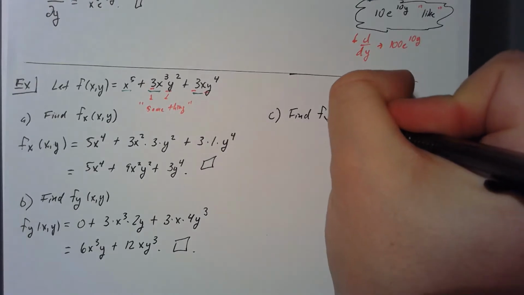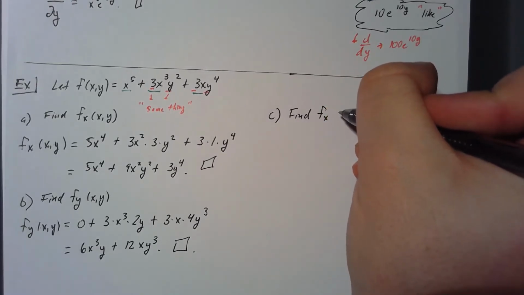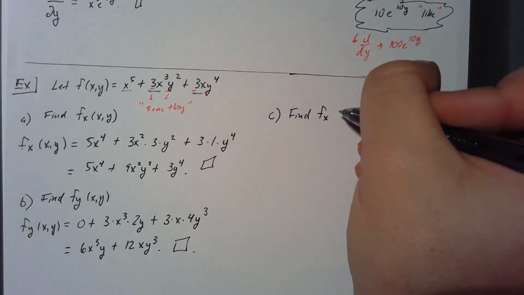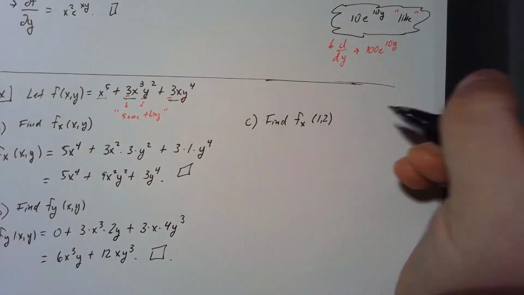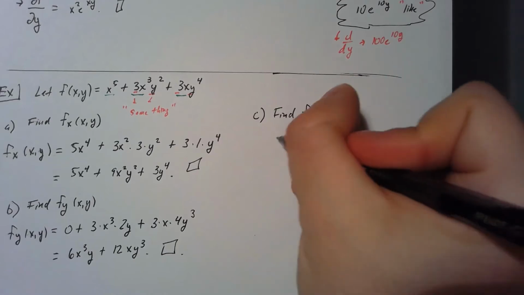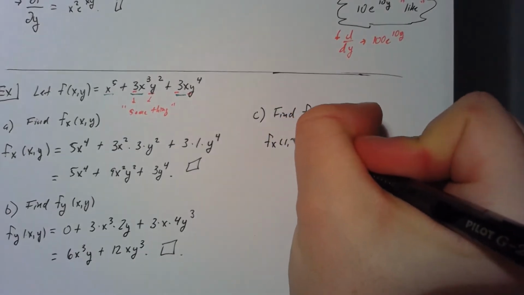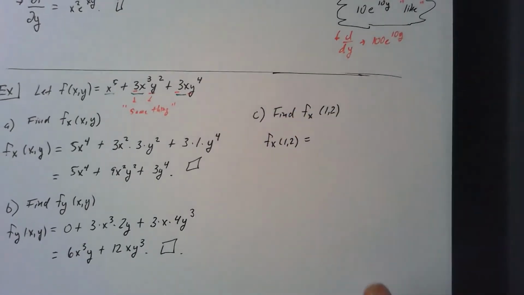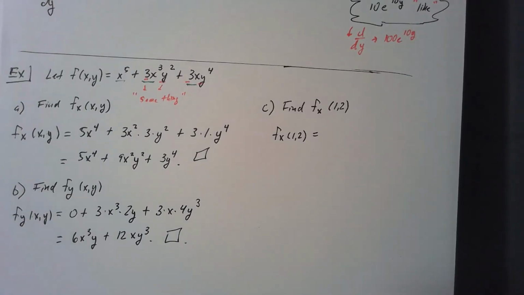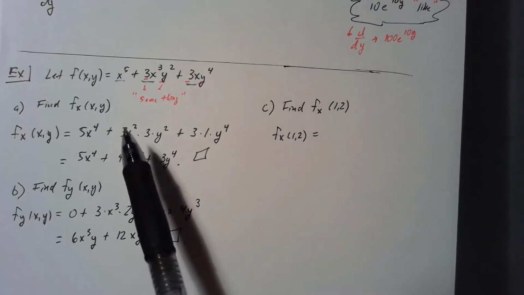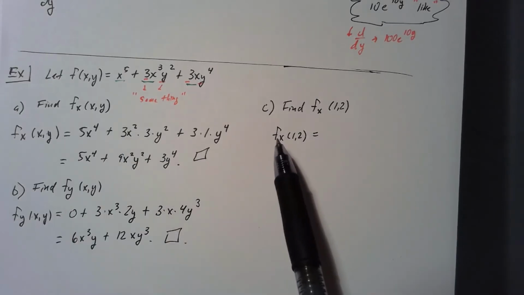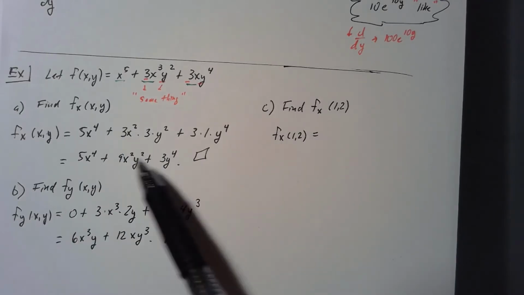Find the partial derivative of f with respect to x at (1, 2). And that's easy. You can just plug that in, so you're plugging this into the partial derivative function. So plug that in here.